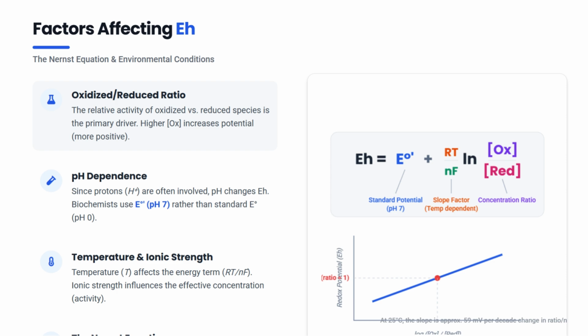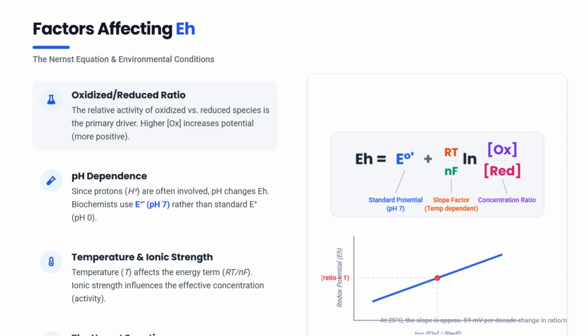The primary driver is the ratio of oxidized to reduced species. A higher concentration of the oxidized form increases the potential, making it more positive. EH is also pH dependent, and since protons are often involved, biochemists use E0', which is the standard potential at pH 7 instead of pH 0. Temperature and ionic strength also play a role, affecting the energy term and the effective concentration of ions.